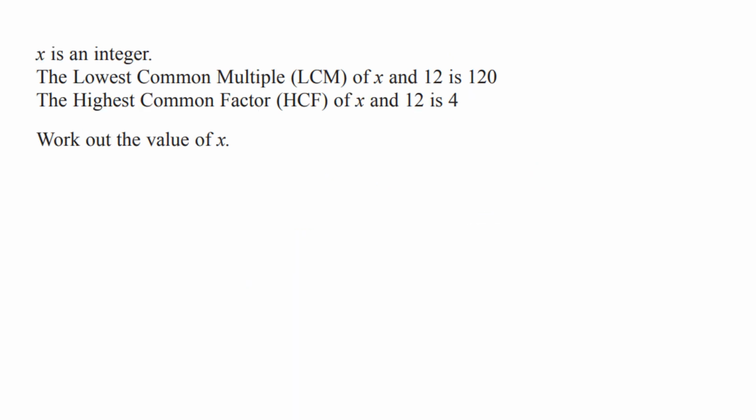I'll just show you one more like that because I just think it's really lovely, isn't it? So we've got the highest common factor and lowest common multiple of x and 12. So they go at the top. The highest common factor is 4, so let's put a 4 here. Now 12 divided by 4 is 3, so that would have to be a 3 there.